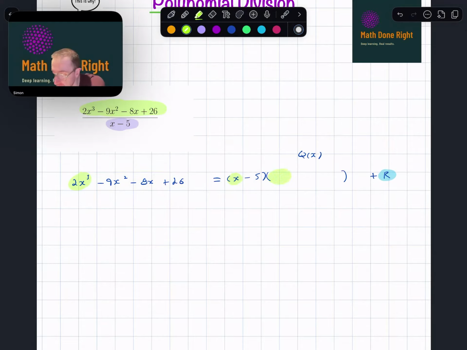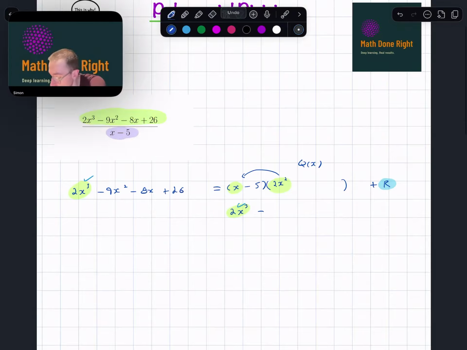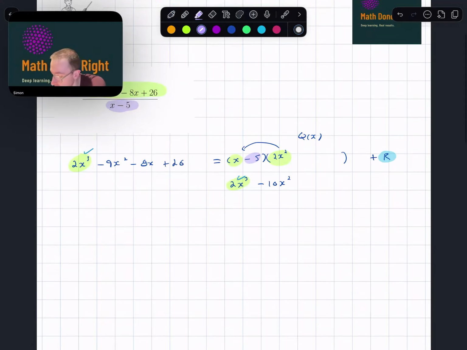We have a 2x cubed and an x. What do we have to multiply x by to get our 2x cubed that we need over here? Well, that's 2x squared. And we distribute it in, and we get 2x cubed, which matches the number of x cubeds we want, which is perfect. And then we multiply it by the negative 5, and we get negative 10x squared here. It's negative 10x squared.